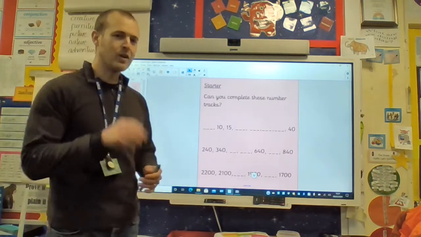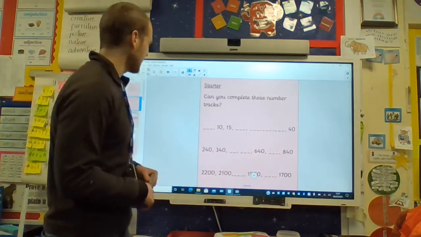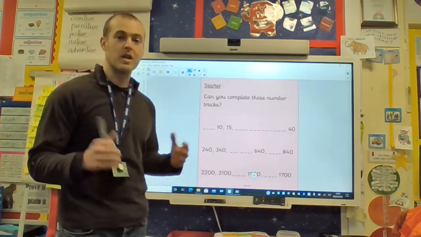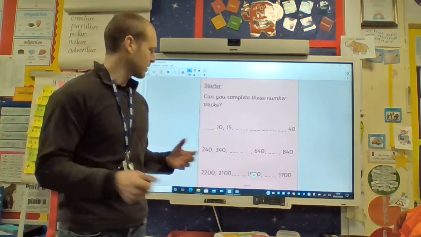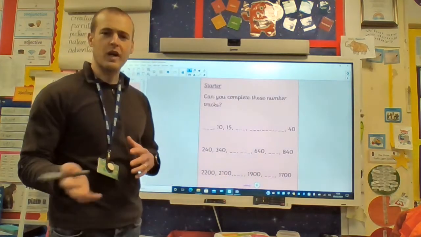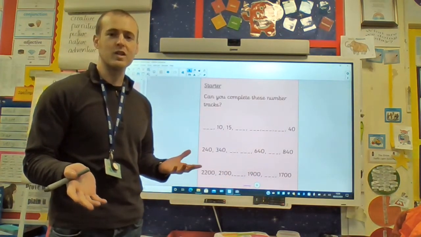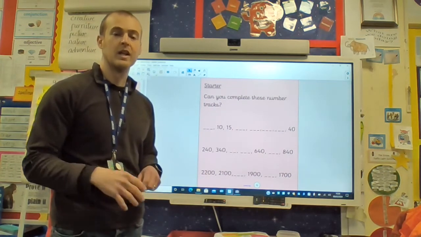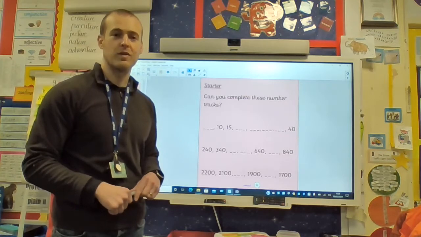Okay, have a little look at these number tracks here. Have a look at them and see if you can work out what the missing numbers might be. So, I'll just move this arrow out of the way. See if you can work out what the pattern is, and then use that skill to work out the missing numbers. Pause the video here, and then I'll go through the answers with you.